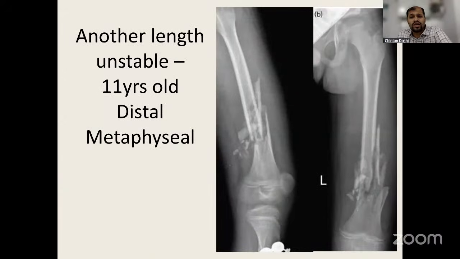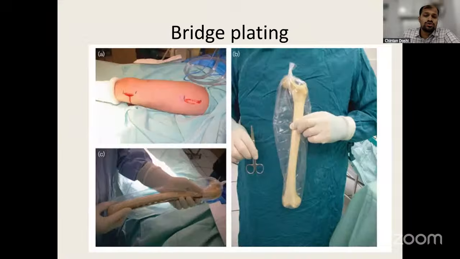Another scenario is length unstable fractures, but these fractures are in the distal third of the shaft. These are at the diaphyseal-metaphyseal junction, and in this fracture we don't have enough room for the TENS. You could do a retrograde TENS, or do it from the proximal fragment, but again there is bone loss, there are multiple fragments, a lot of comminution. What is also acceptable is to do a bridge plating.